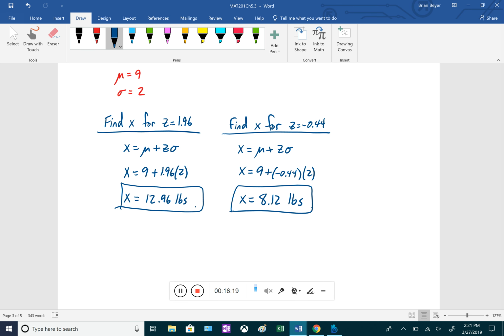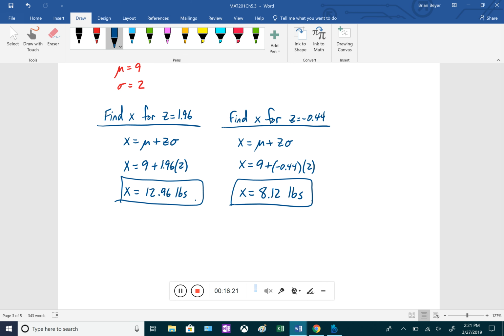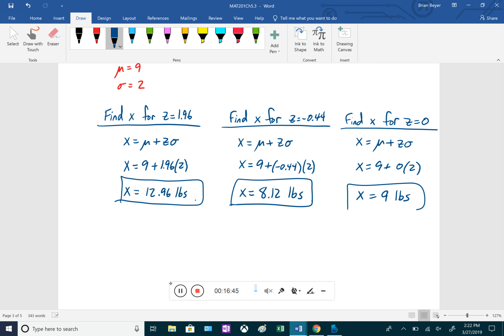And now let's do it for the last one, which was 0. We should be able to figure this one out without doing any work. It's 0 standard deviations away from the mean. But let's plug it in and see what happens. x equals 9 plus 0 times 2. So we get x equals 9 plus 0, so x equals 9 pounds. Once again, we should have known that without doing any work. If it's 0 standard deviations away from the mean, that means it is the mean, which was 9 pounds.